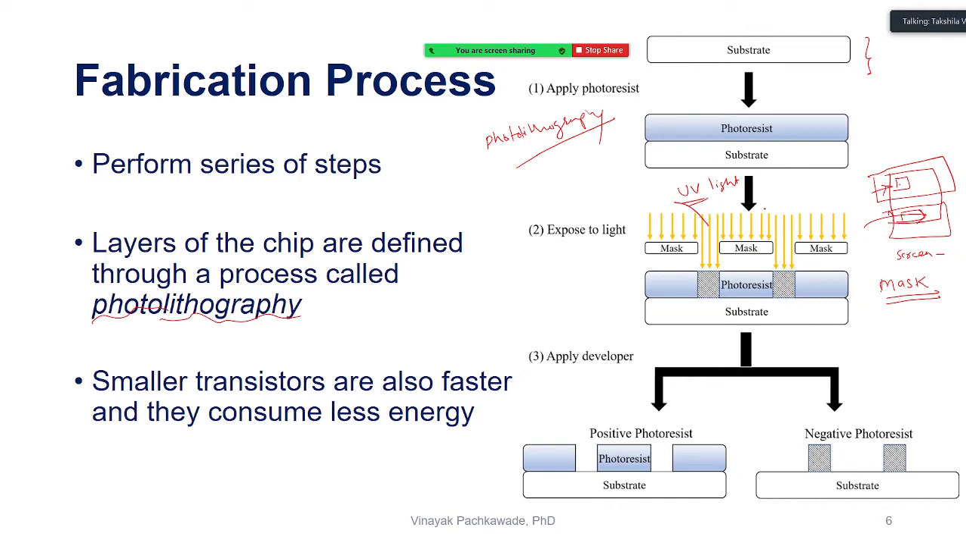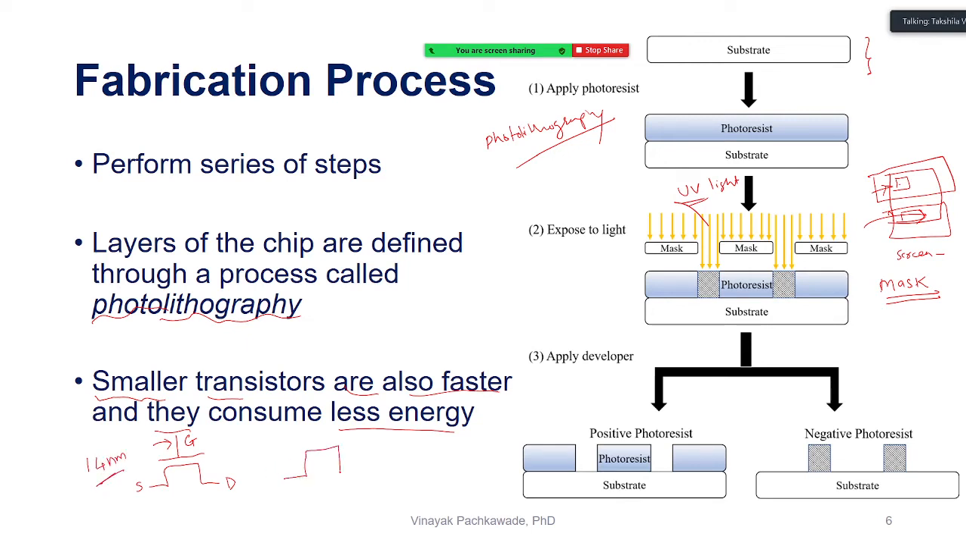Before I explain these steps, I want to make one comment: smaller transistors are faster and they consume less energy. Can anybody tell me what is meant by smaller transistors being faster? Because the channel length is small. Good. So let's say I have this transistor. Just to revise your concept, this is your source, this is your drain, this is your gate, and by means of some control I am enabling this, and this technology is 14 nanometer.